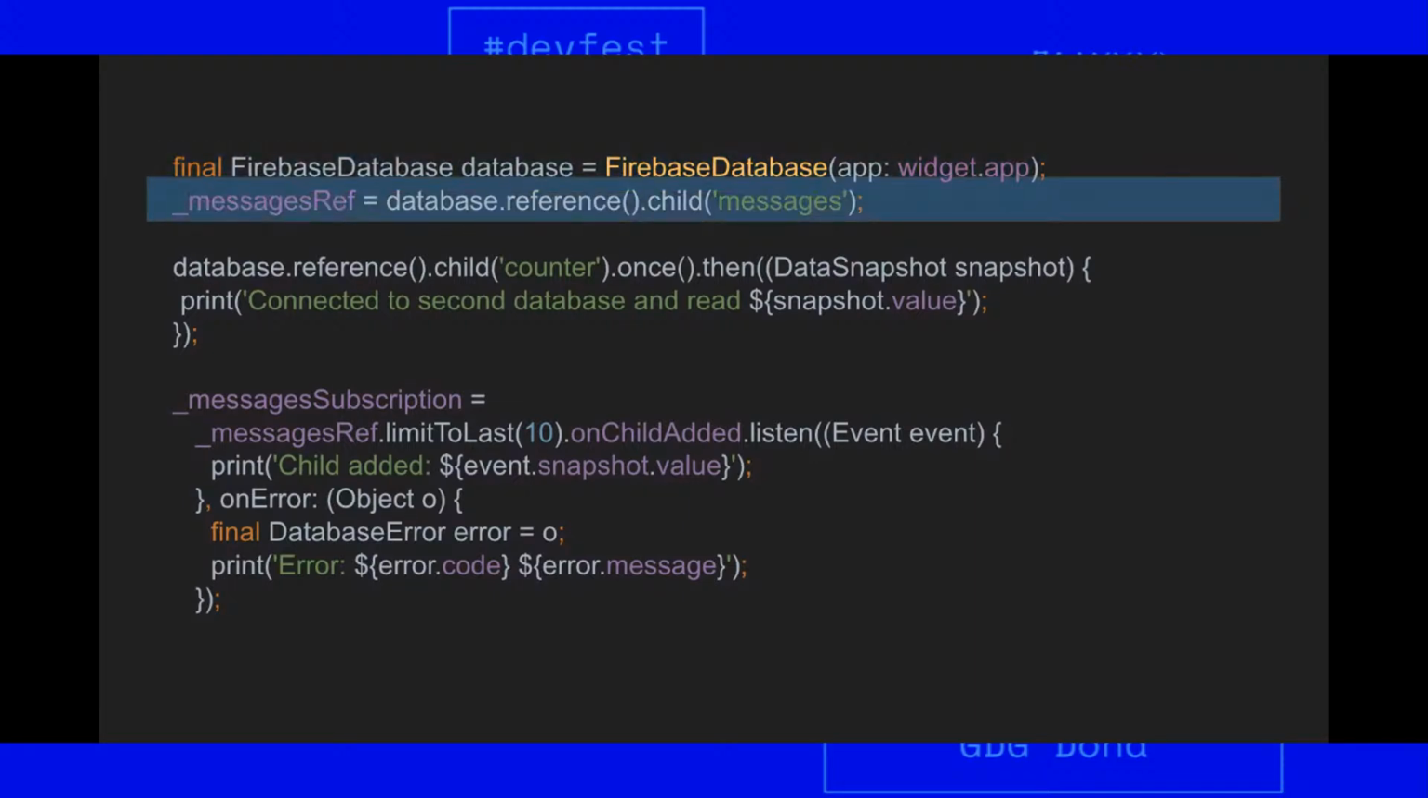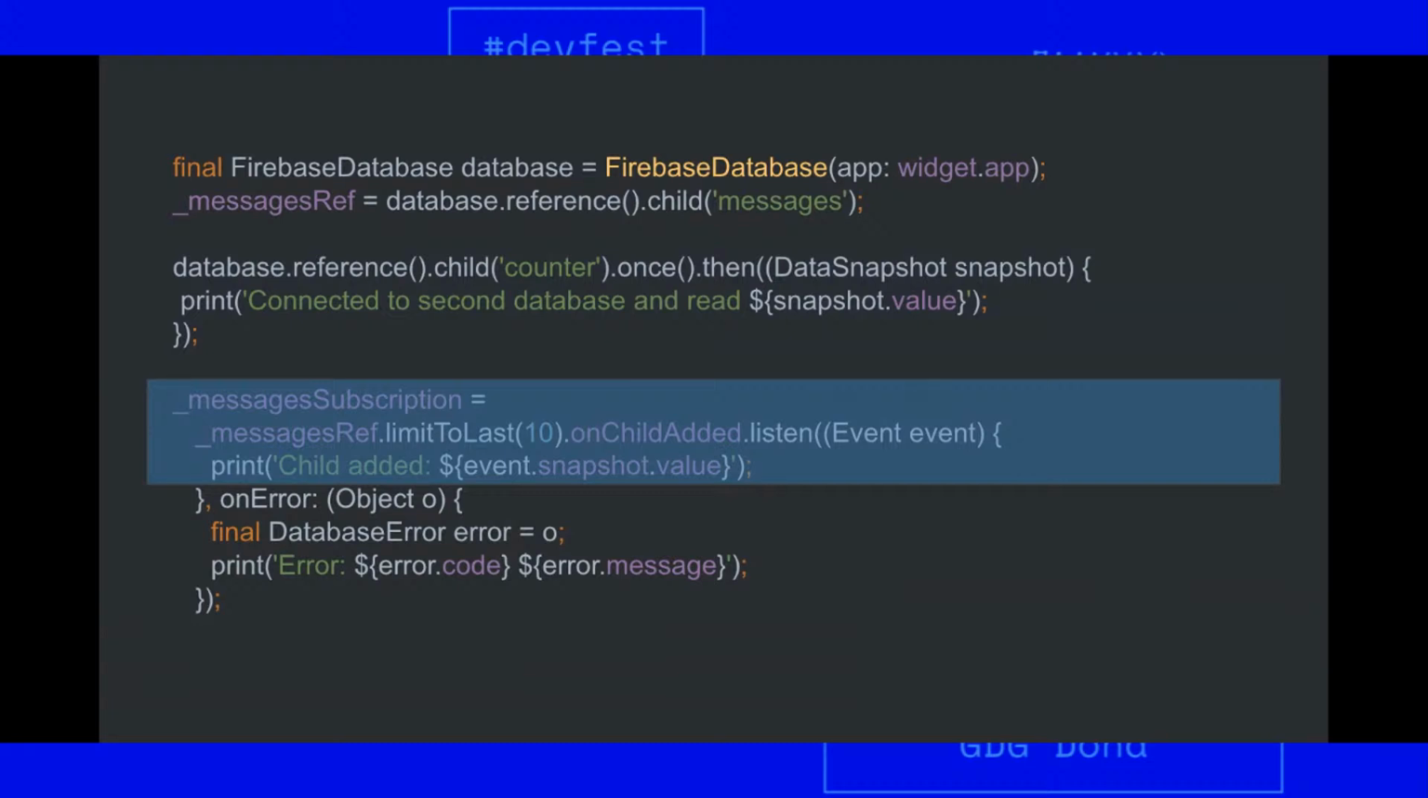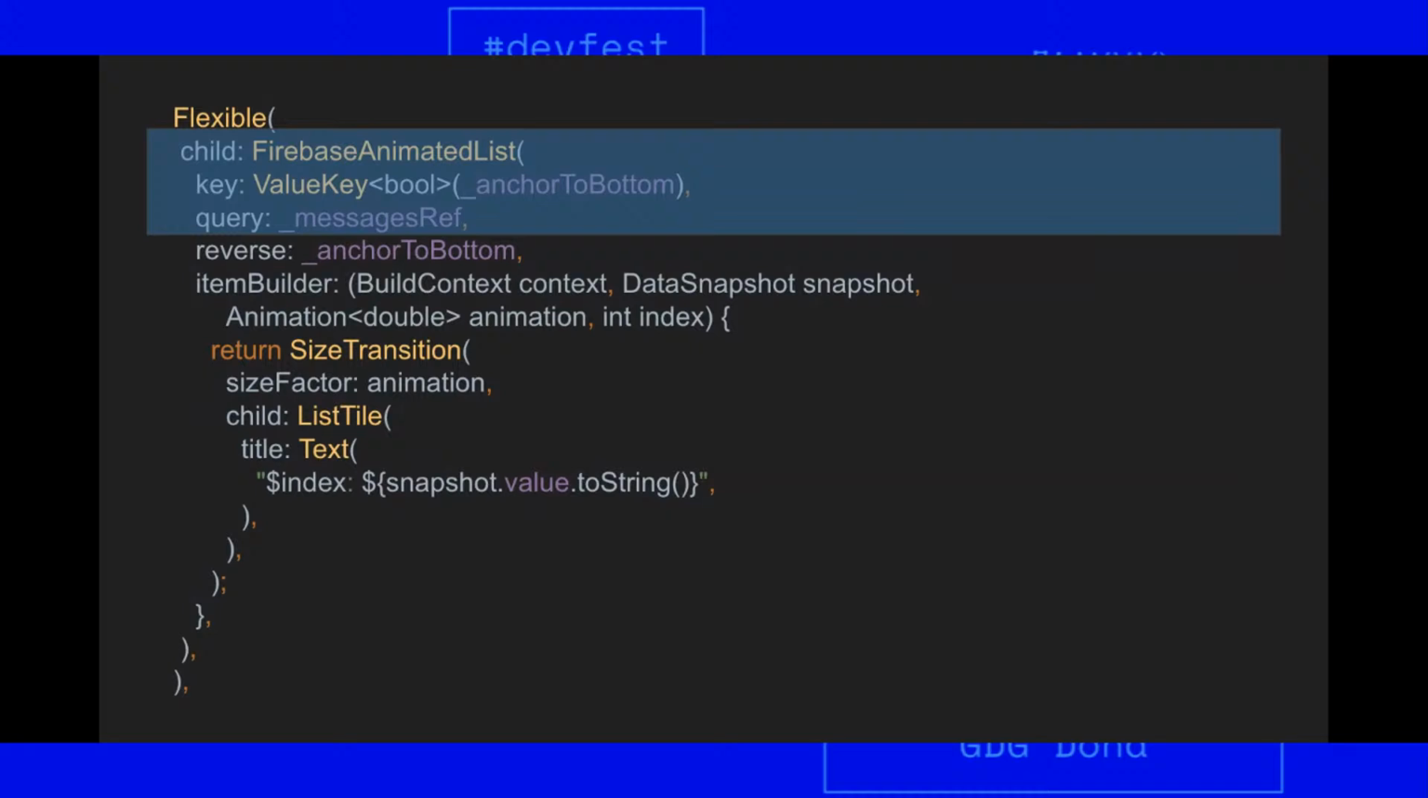You can then create a reference to a specific node in the JSON tree data structure. So in this case, that node is just called messages, and it's a child of the root node. You can then create as many references as you like, such as this part of the code that creates a reference to the counter node and then reads the value from it one time before printing it. After you have your reference, you can associate it with the listener in order to take action on any data changes as they happen.